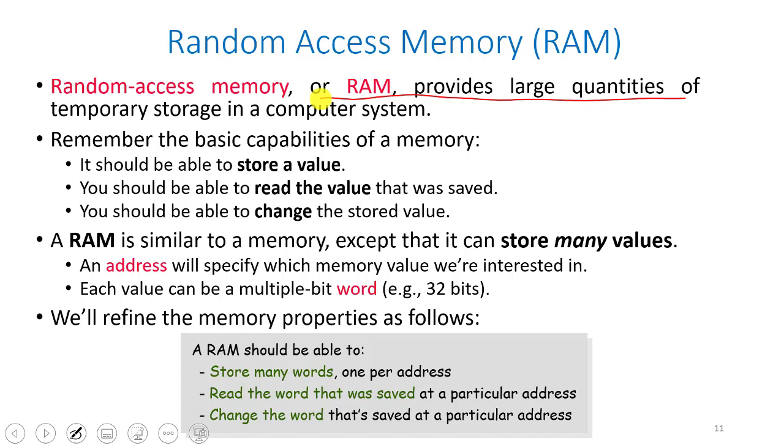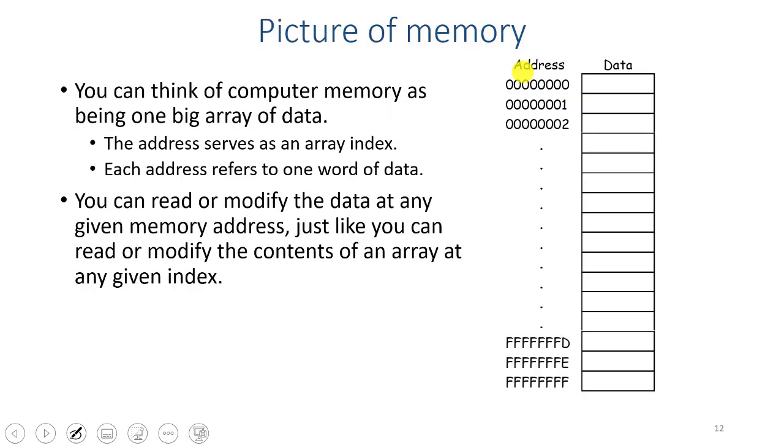So RAM is similar to a memory, but it stores many values. The address will specify the location, and each value can be manipulated as one word, and each word depends on the CPU. It depends, either 32 bits or 64 bits. So we refer to memory properties as follows. We should be able to store many words, we should be able to read the stored words, and we should be able to change them. This is the RAM over here. How we read and write from RAM will be discussed in the next slide.